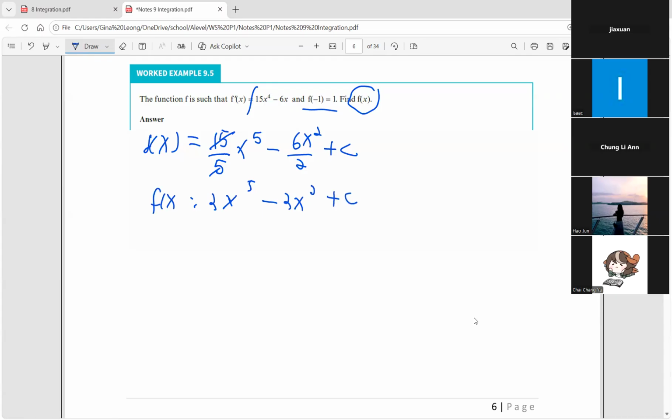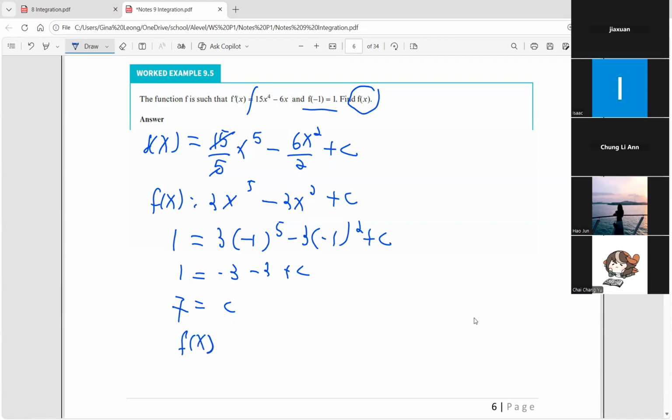Okay, so this is my f(x). I have the value over here, you just replace it. f(-1) equals 1, so 1 equals 3 times (-1) power 5 minus 3 times (-1) squared plus c. This one you still get negative because it's an odd number; an even number you'll get positive. So your c should be 7, because -6 here, you move over, 7. So my f(x) now is 3x^5 minus 3x squared plus 7.